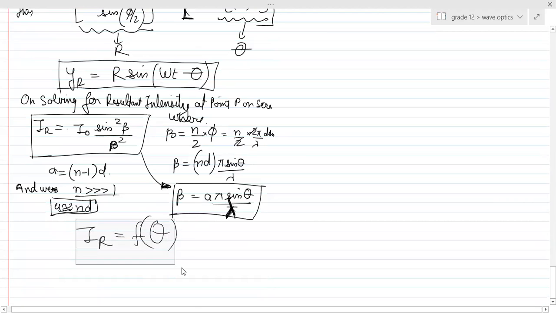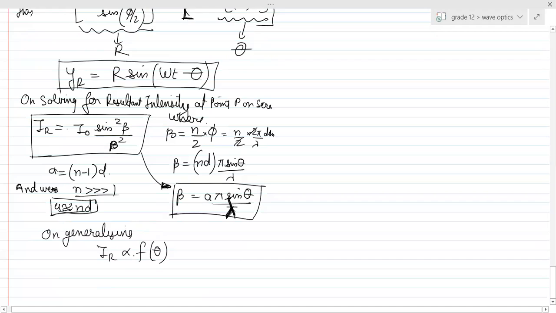Can I say this? Guys, can I say this? The resultant intensity, you can say on generalizing, the resultant intensity is basically a function of theta, and that is what we wanted to prove, that the intensity will vary with theta. Is it clear? These are just direct formulas I have given, I have not solved them.